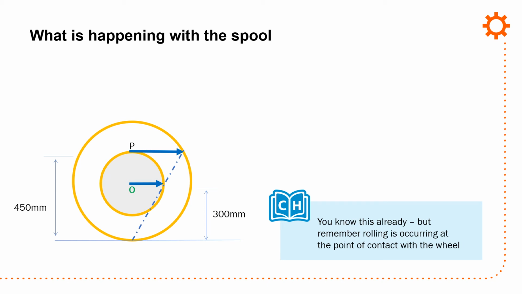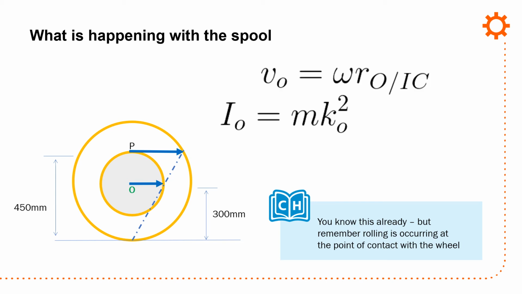Now, the interesting thing is that clearly the velocity of point O is less than the velocity of point P, the translational velocity. The angular velocity, however, is exactly the same in both cases. V at O is equal to omega RO with respect to the IC, and IO is equal to m k naught squared, which is the radius of gyration you were given at the beginning of the problem.